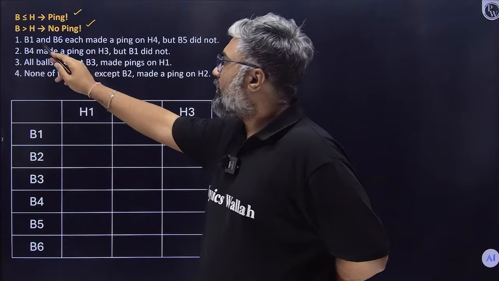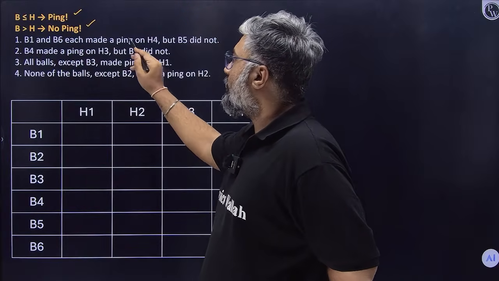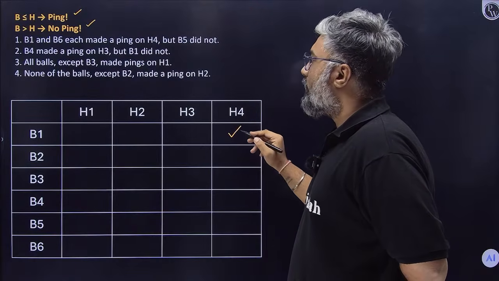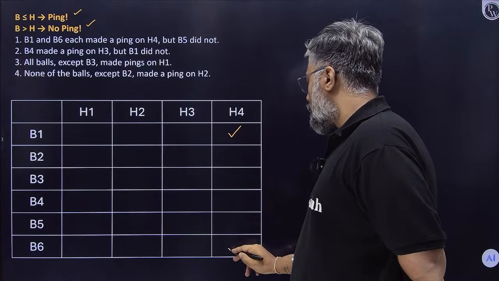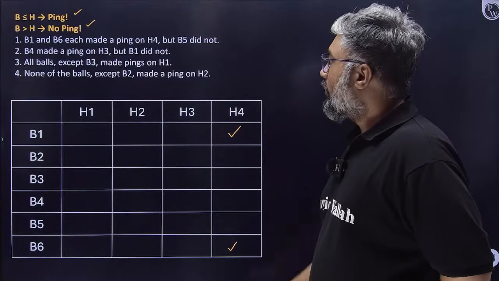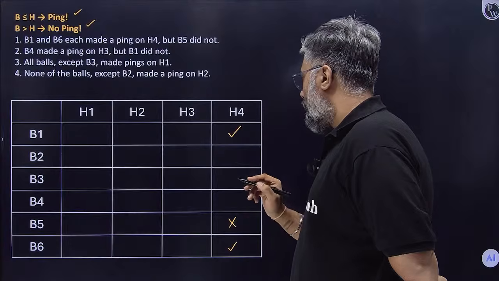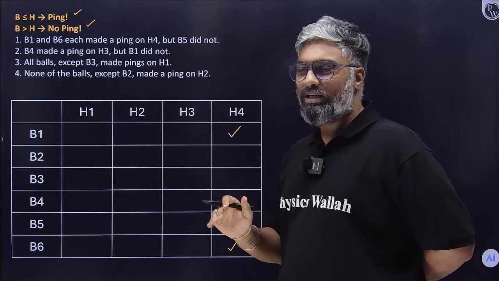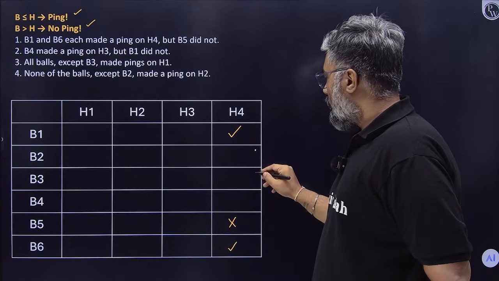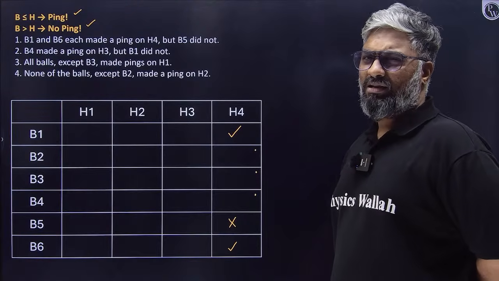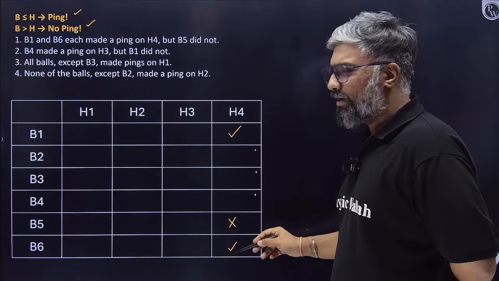Okay. So B1 and B6 each made a ping on H4. On H4, B1 made a ping and B6 also made a ping. But B5 did not. Now, before we move ahead, can you tell me what about these 3 cells? Should it be tick or should it be cross? Sir, they have not told us that it is making a ping, so it should be cross.